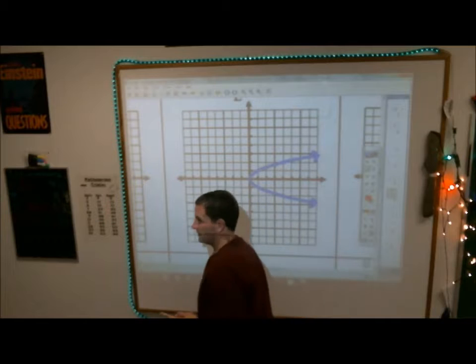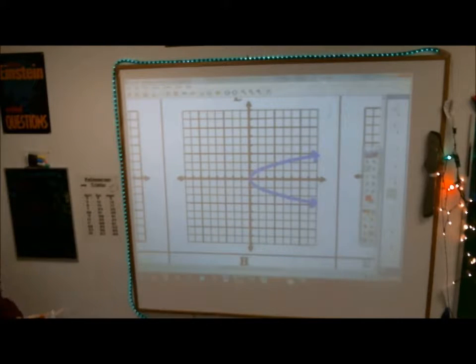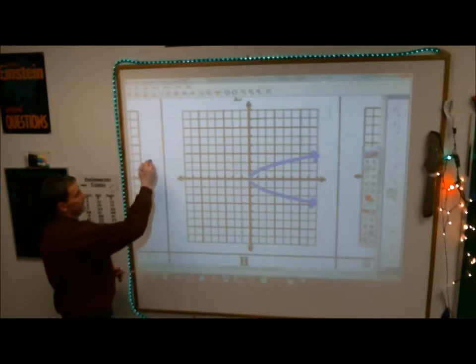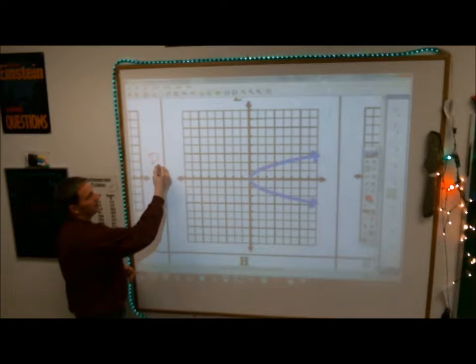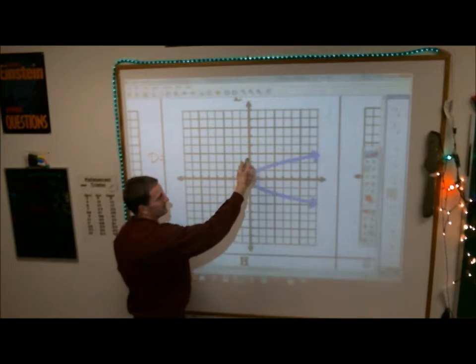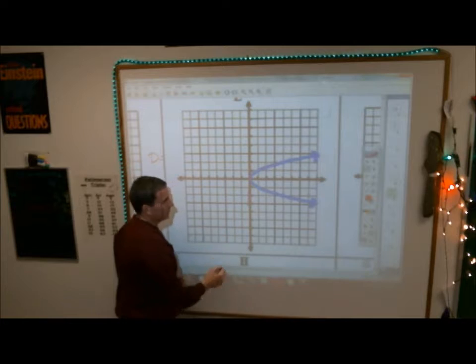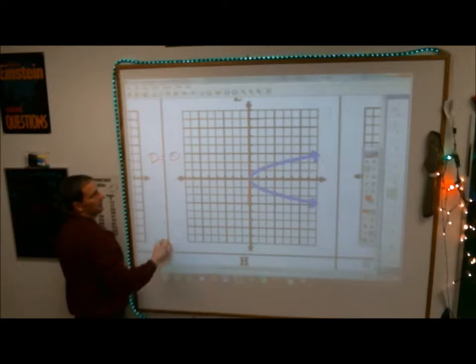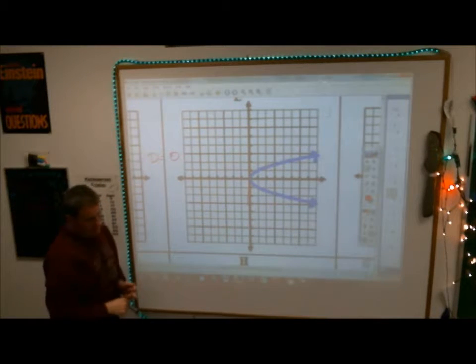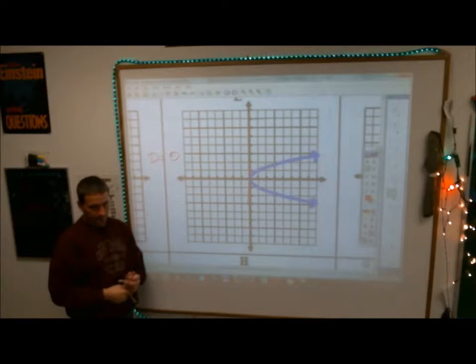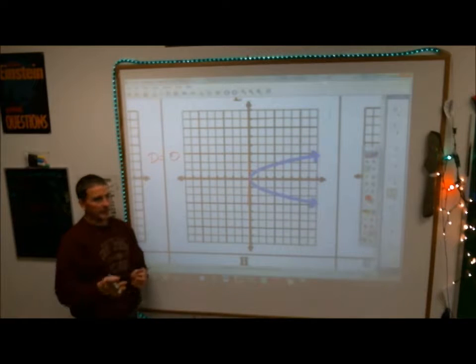Okay, this one. Let's say I was given a domain and range of that. Domain. Remember, that's how far left it goes. Well, here's the left side of it. It crosses here where x is 0, correct? And how far right does it go? Forever, correct? There is no ending point to that.